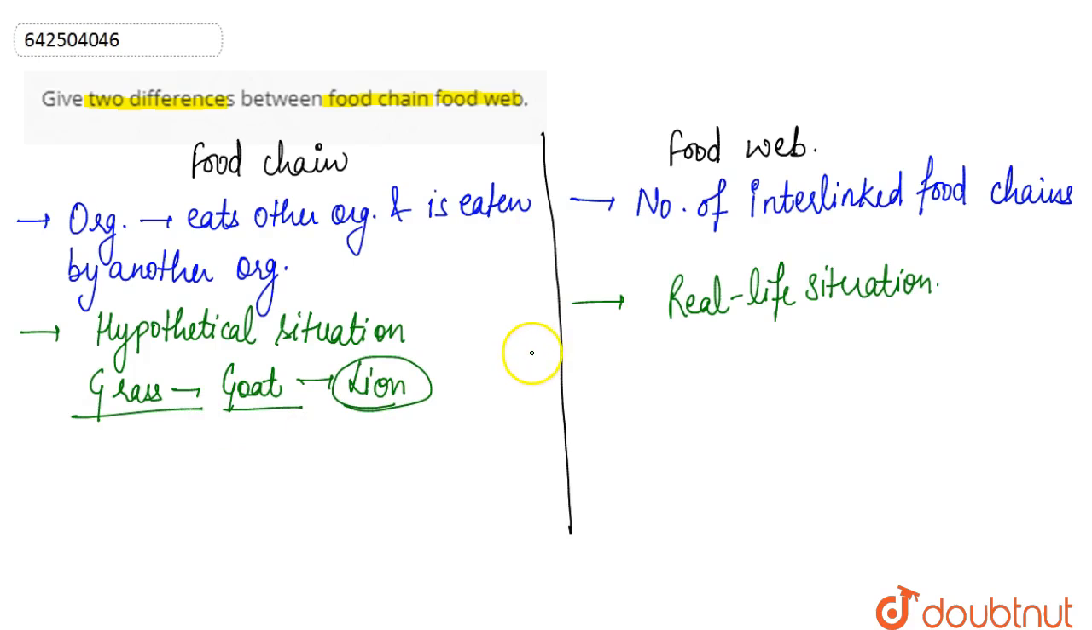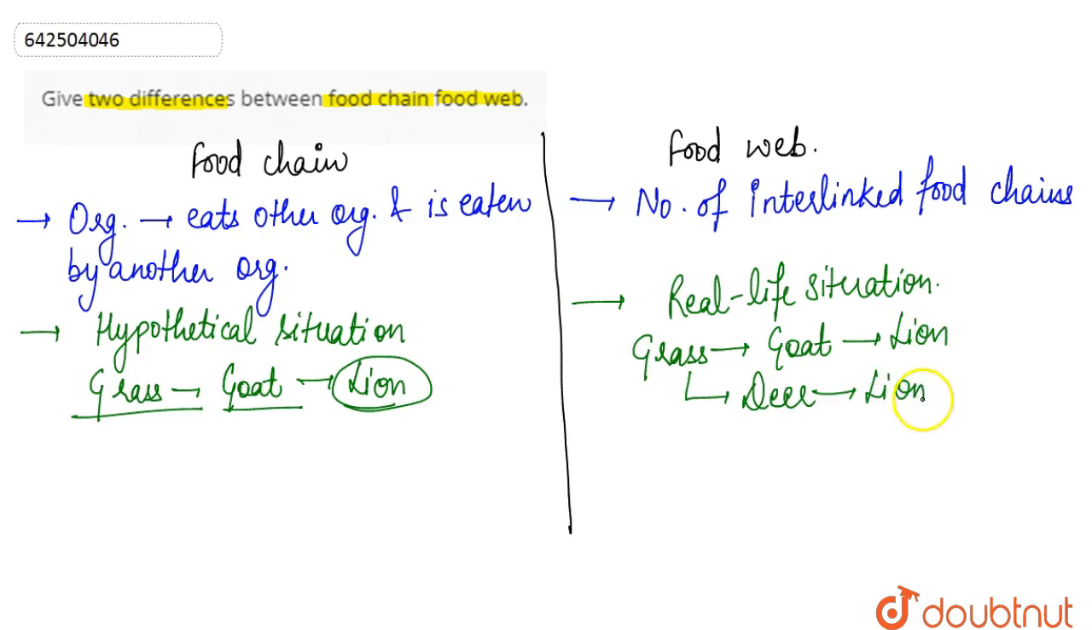But if we consider the food web example here, grass can be eaten by the goat, grass can also be eaten by the deer, and the lion can eat the goat as well, or the lion can eat the deer as well. So it's not that only one organism will feed on only one type of organism. So the food web depicts the real life situation, whereas the food chain depicts a hypothetical situation.